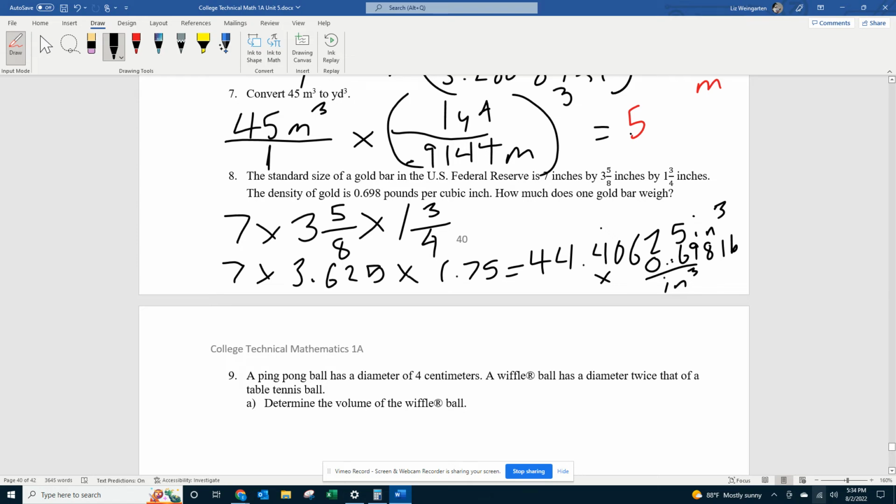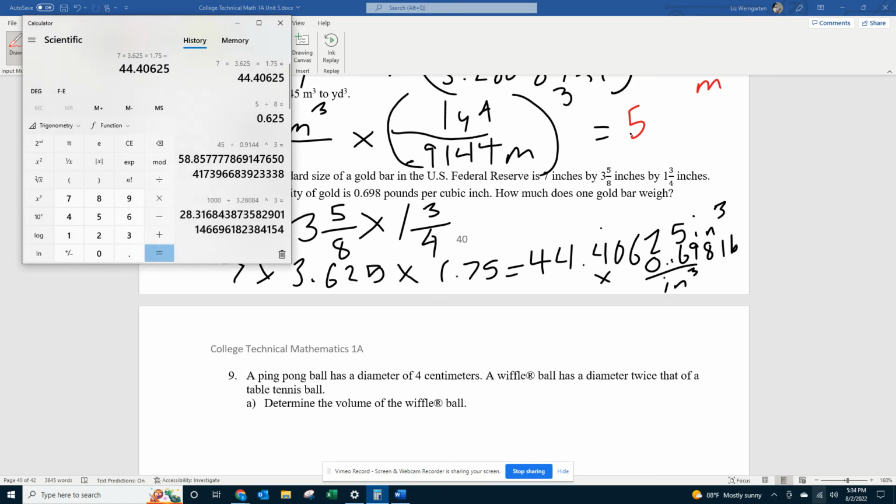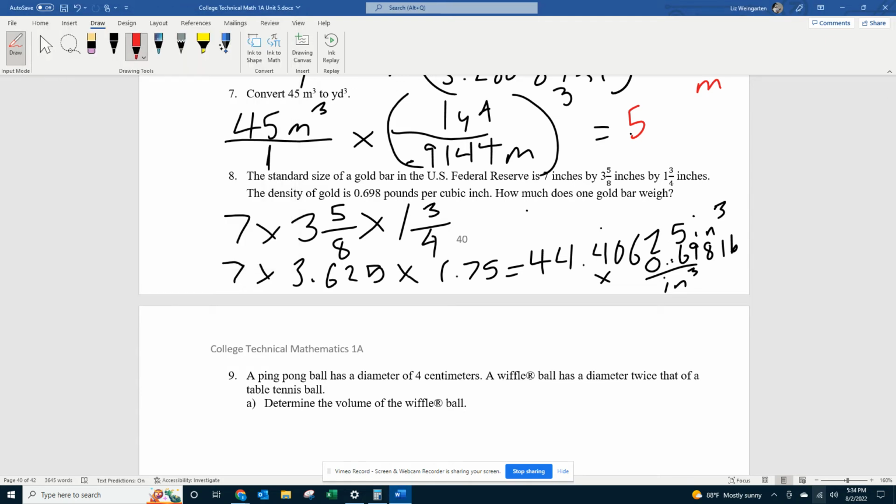So we're going to multiply what we got here by 0.698. Now it's appropriate to round. We can say it's about 31 pounds. I'm going to put my answer in red because my work got a little muddled. 31 pounds. And that's how we got it. So we got the volume in cubic inches. We converted cubic inches into pounds given this. And that's how we got our 31 pounds.